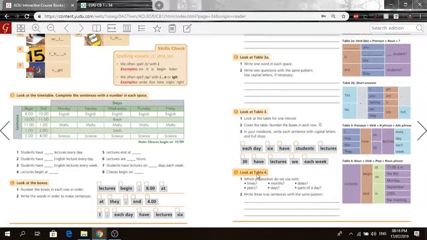Alright, now look at table 4. Which preposition do we use with times, years, months, days, dates, parts of a day? And it's written here. As you can clearly see, we use the preposition at with time. Okay, so we use it with time over here, and that's it. We use on with days, and dates as well. Yeah, the 9th. It's right here. And we use in with parts of a day.